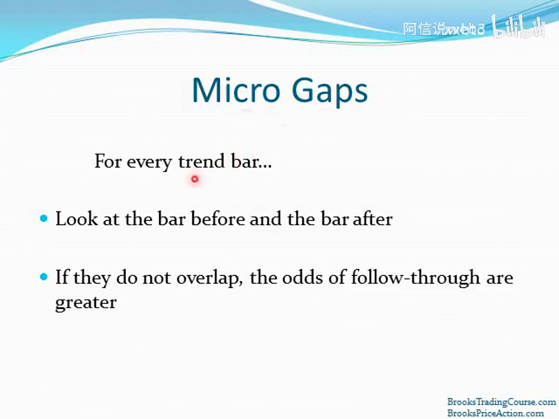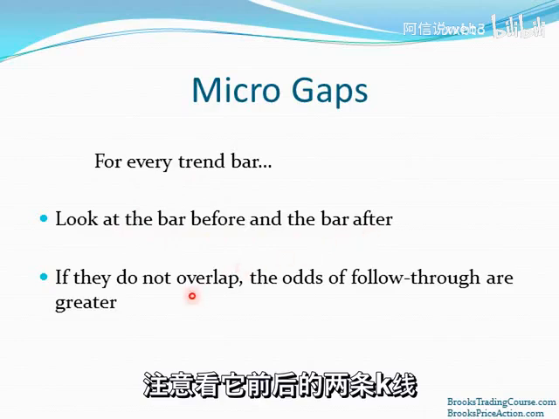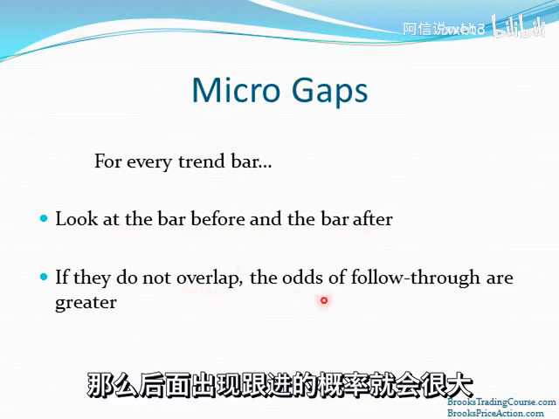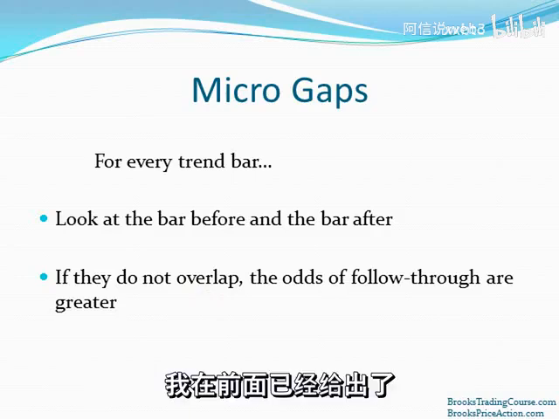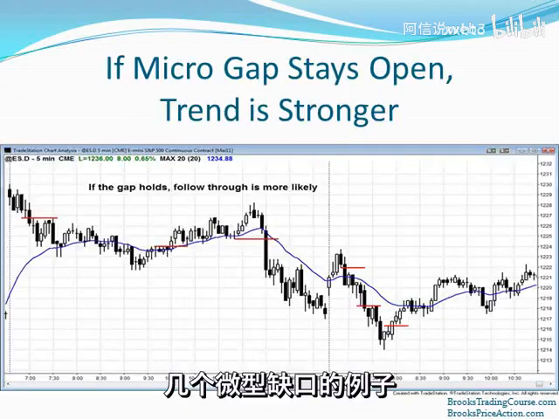And what is a micro gap? For every trend bar, look at the bar before and the bar after. If they do not overlap, the odds of follow through are greater. I gave several examples of micro gaps earlier.